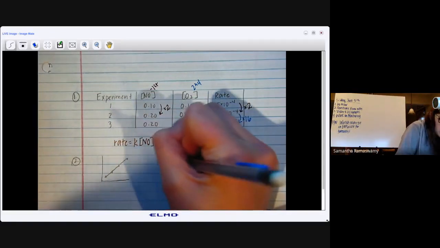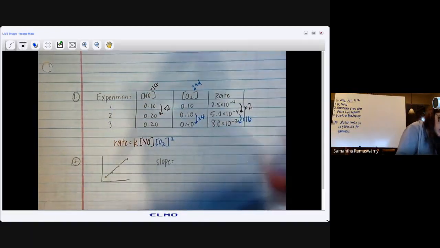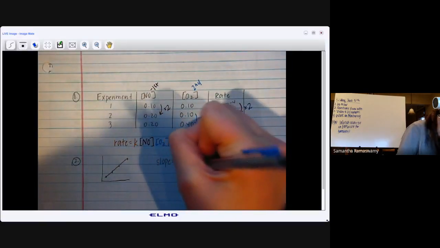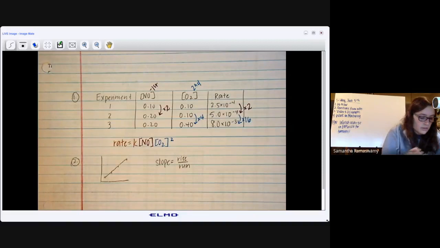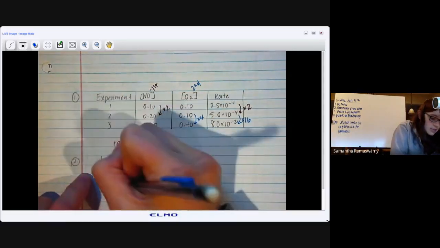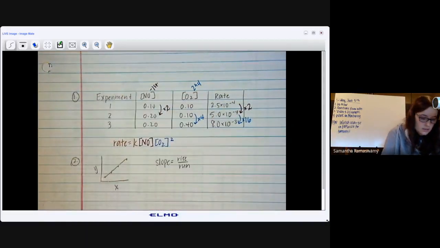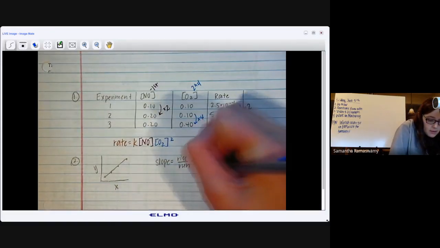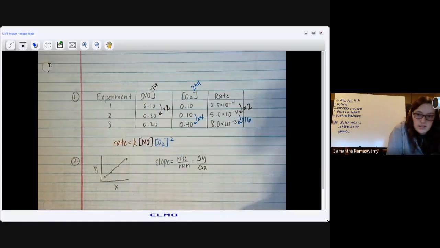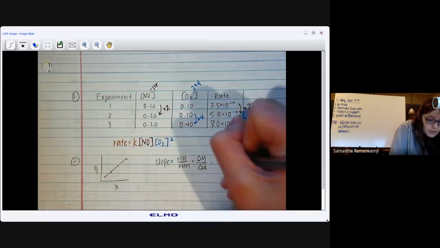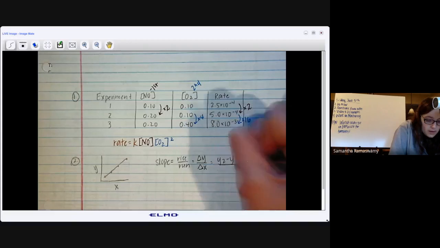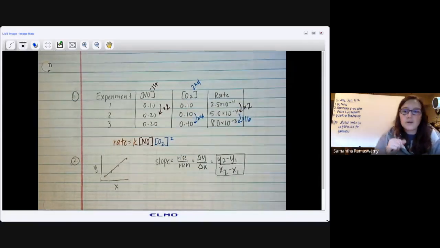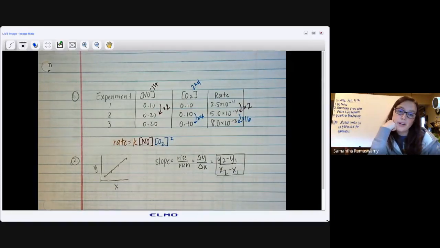So remember that slope, the most basic way to calculate slope is rise over run. Well, remember that rise is your y-axis, run is your x-axis. So we're going to do the change in y over the change in x. And even more specifically, y2 minus y1 over x2 minus x1. So if we want to calculate the slope of a line, we pick 2 points.